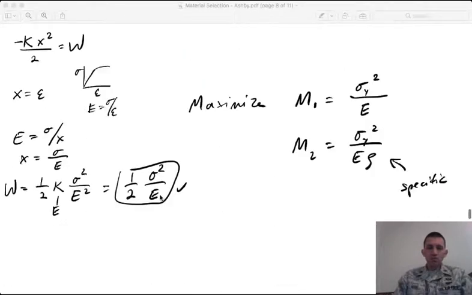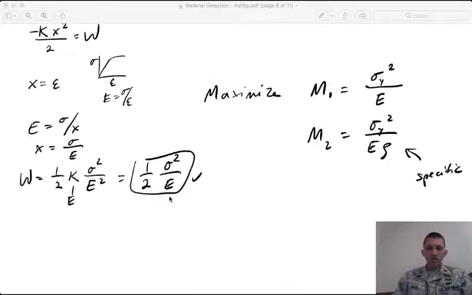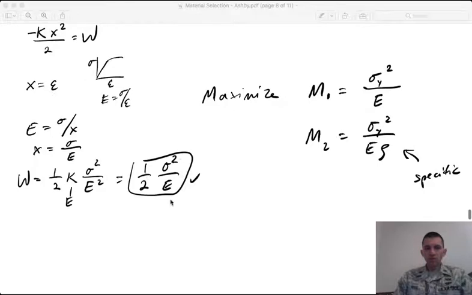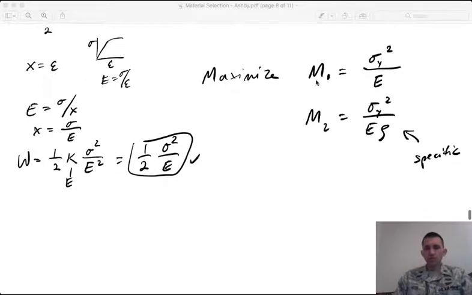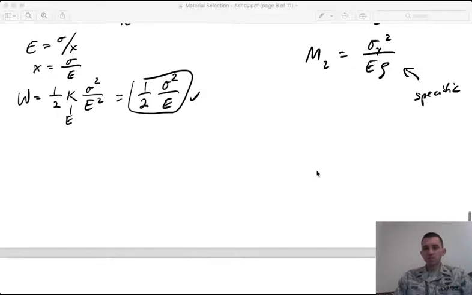So what we wanted was to isolate the material properties, which we have here, and sigma squared over epsilon. And so to make the best spring possible, what we want to do is maximize this value here. So we have, say, M1, which is our performance material variables, and we could also secondarily look at them on a specific basis where we would just divide by the density.